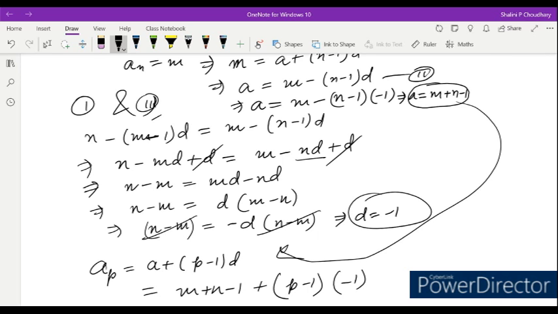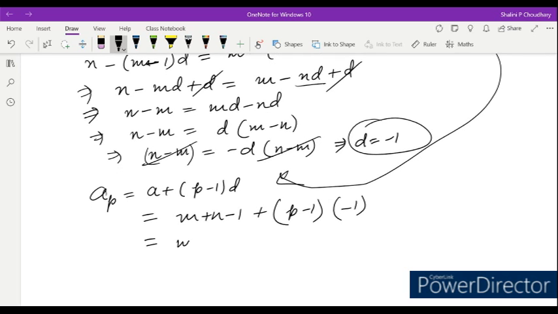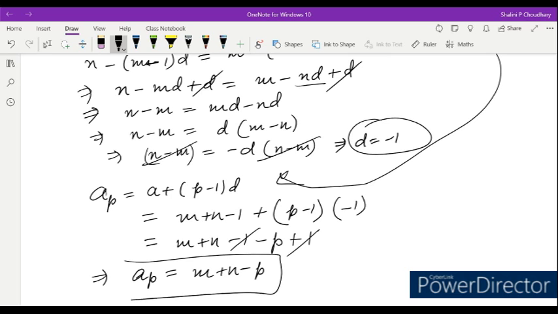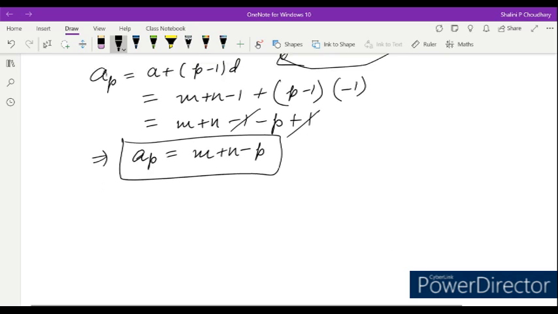Okay, so it will be m plus n minus 1 and minus क्या तो minus P minus minus plus 1, तो ये cancel. So it will be then Ap, pth term will be equal to m plus n minus P. Okay, this will be the answer.